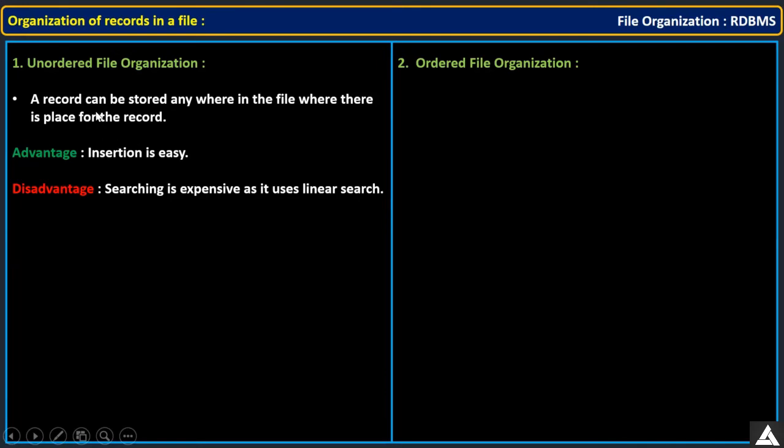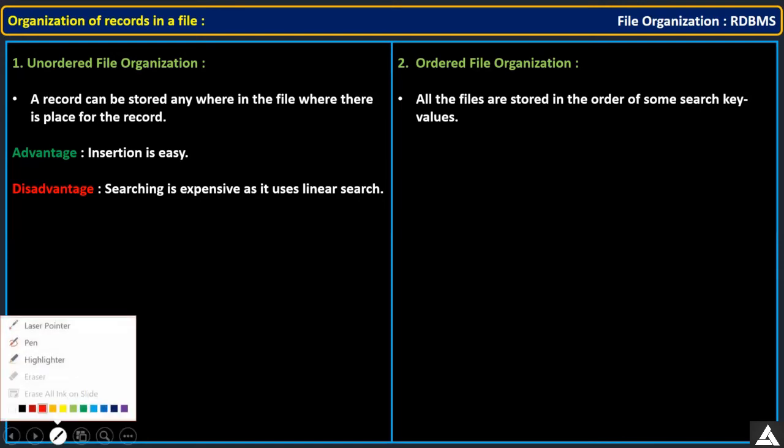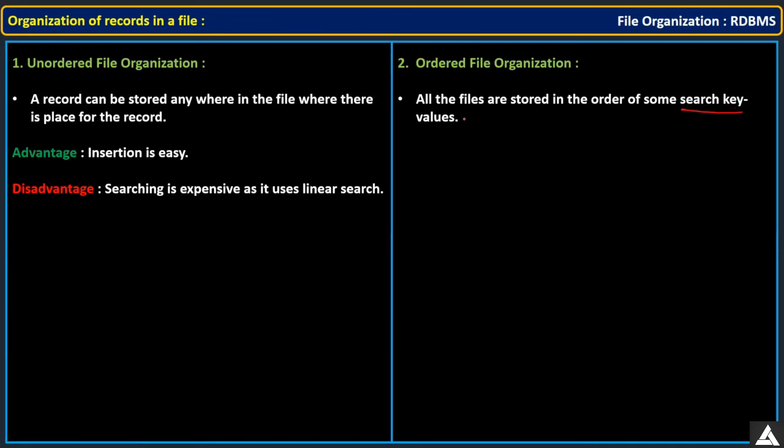But in the case of ordered file organization, you are going to follow a particular order. All the records are stored in order of some key value. That is our next discussion. Here you can observe that a search key and its corresponding value are there, and based on that you follow some order for storing. Because of that, the advantage is searching. You can search very efficiently.